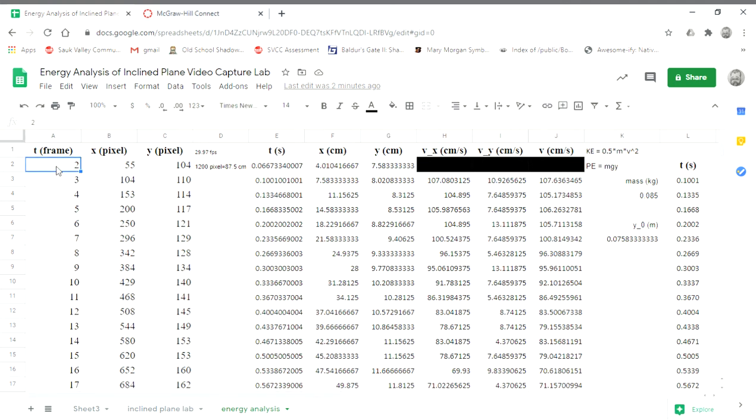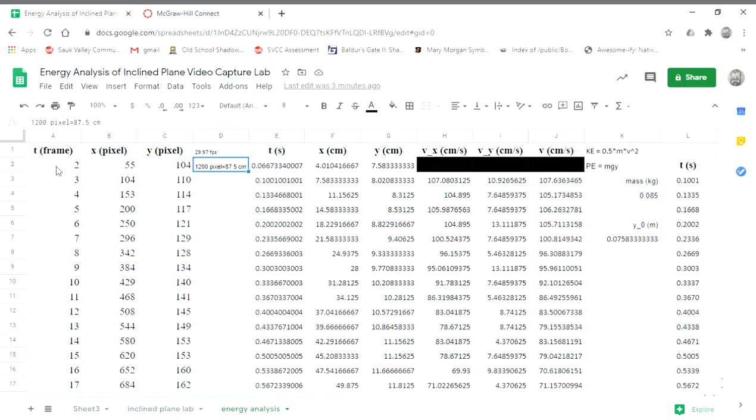All the analysis I already have done, but I'll walk through where everything came from. I like to relabel these just to remind myself that these are in particular units. Each lab is not necessarily going to have the same frame rate and conversion from pixels to distance. This is something you have to redo for each of the video capture labs, but it's pretty straightforward. The FPS, frames per second, is just given as part of the lab, and then there's information given about how to convert from pixels to distance. So this is the inclined plane lab, and that was at 29.97 frames per second. And the width of the video was 87.5 centimeters, which corresponded to 1200 pixels.